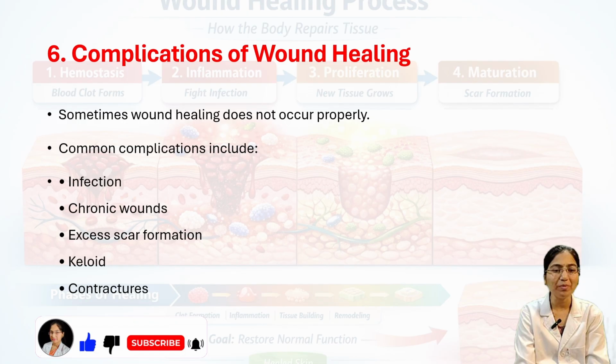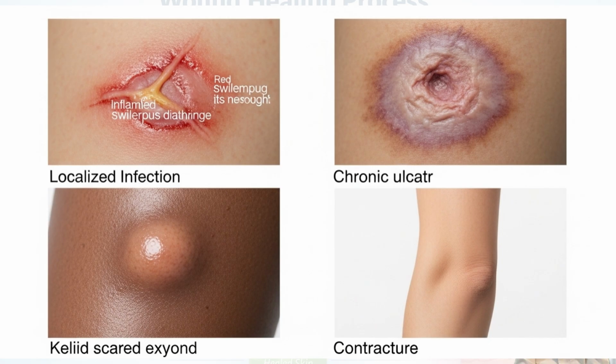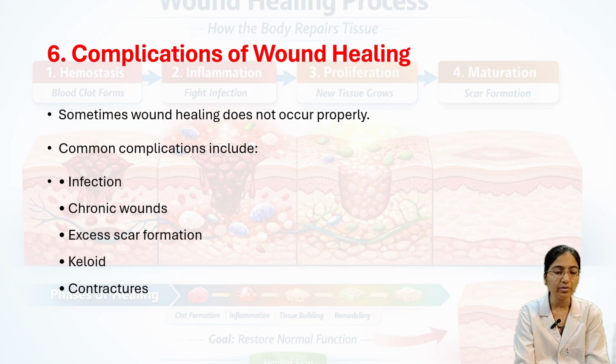Next, we'll see complications of wound healing. Sometimes wound healing does not occur properly. Common complications include infection, chronic wounds, excess scar formation, and then keloid. Keloid is nothing but there will be the scar formation beyond the wounds, and then contractures. Contractures is nothing but there will be the stiffness we can see, that tendons and muscles, tightness we can see. These are the complications of wound healing.